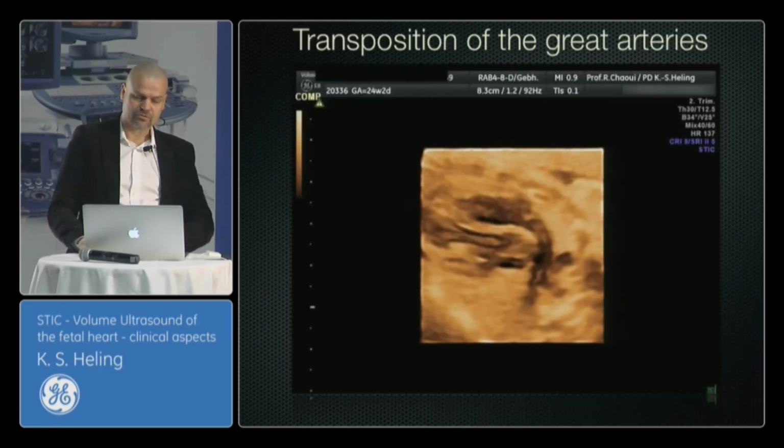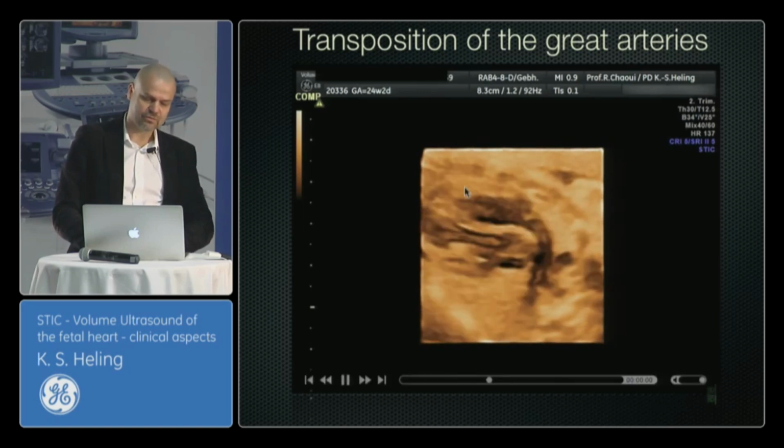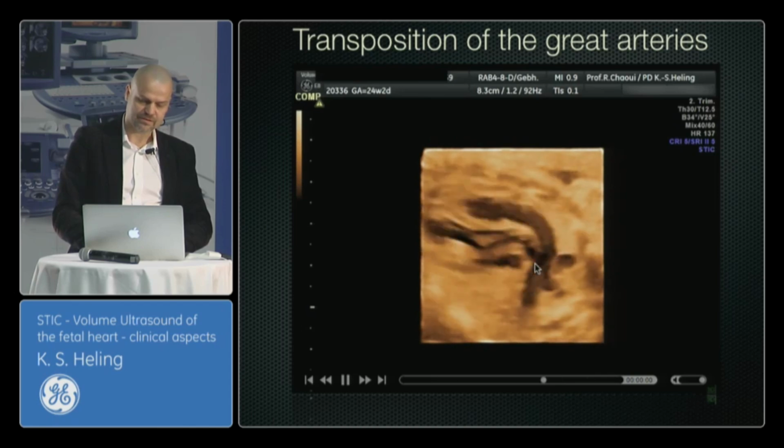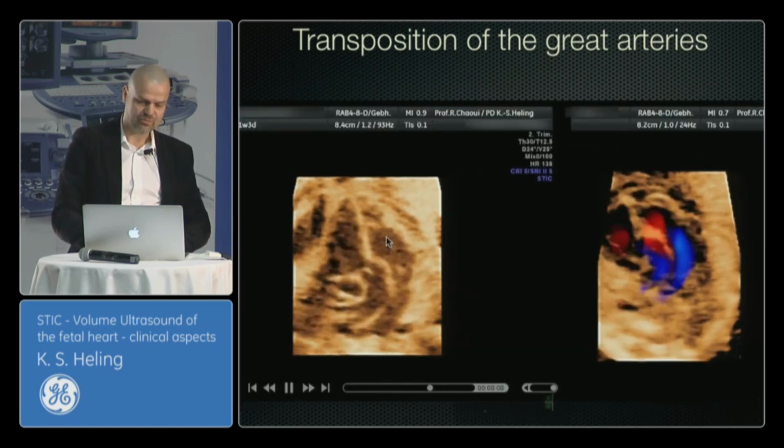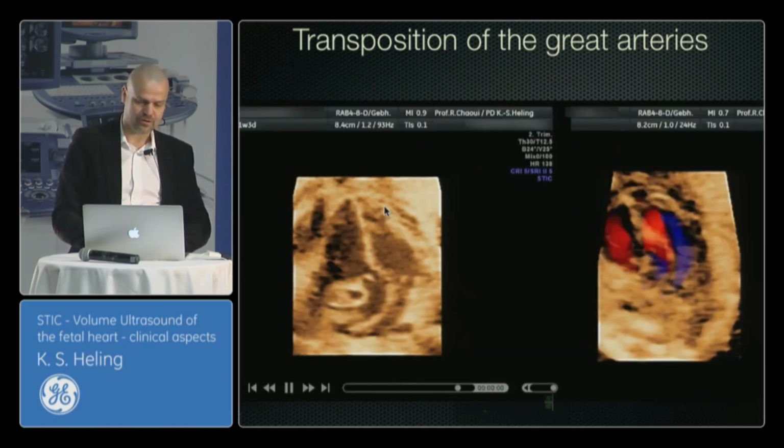Transposition of the great arteries. Because we are in the volume, we are able to see the ventricles and the parallel course of the great vessels in one image, and you see the pulmonary trunk coming from the left, the aorta coming from the right, and this parallel course. And again, with minimum mode, we focus on the fluid-filled organs.